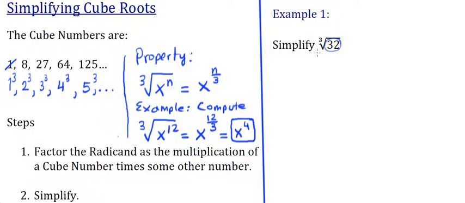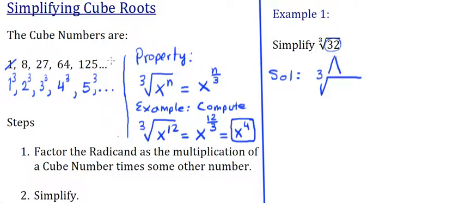Alright, so let's go ahead with example 1. Example 1 says simplify the cube root of 32. 32 is not a cube number, right? So this is not going to be exact, and we need to follow the steps to simplify this. Step number 1 says factor the radicand using cube numbers. So what does that mean? Well, you have to break this number 32 down using one of these cube numbers.